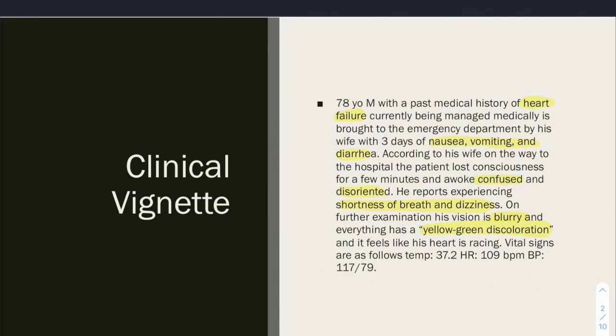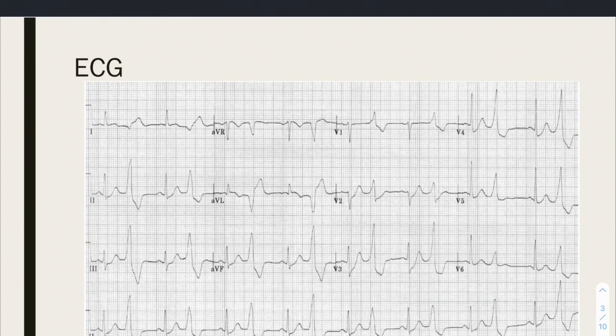And here is the clinical vignette, so you can just take a moment there to refamiliarize yourself with the case. I have taken the liberty of highlighting some important key features that will be helpful in determining the diagnosis. And let's go ahead and have a look at the ECG.